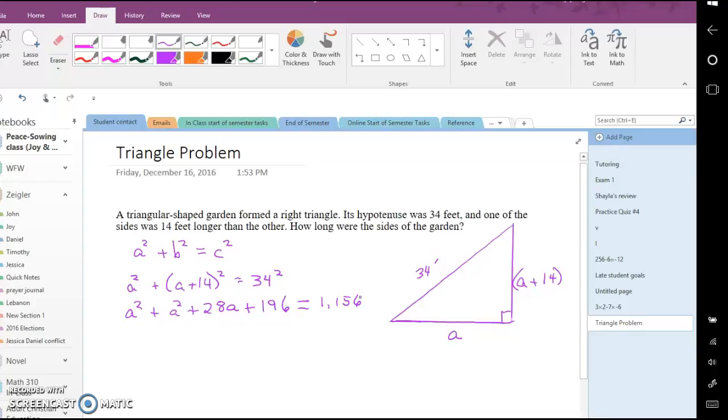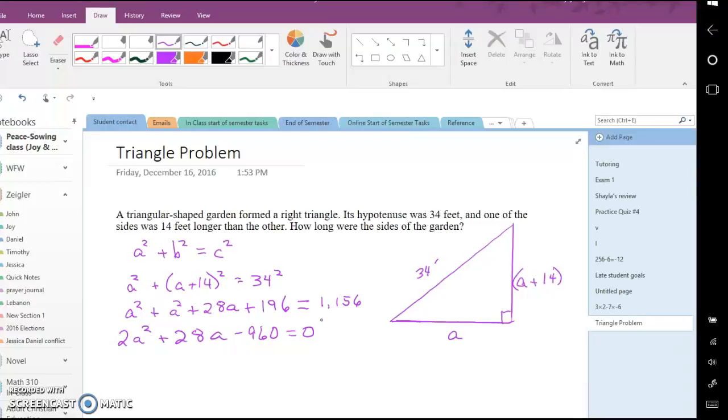Okay, now that gives us 2A squared plus 28A, and then you can decide, do you want to use the quadratic formula, or completing the square, or what do you want to use? Let's set this to 0 and then decide. So we have 196 minus 1,156, and that's going to equal negative 960. What I just did was subtract 1,156 from both sides so that I had 0 on my right side.